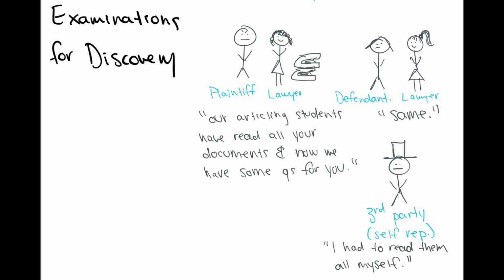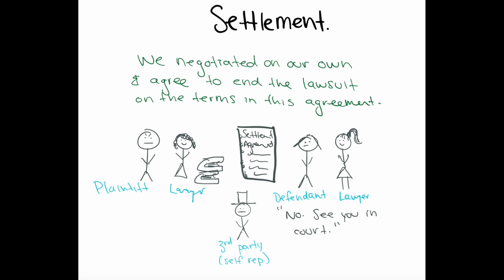Oftentimes, once the examinations for discovery are complete, the parties have a good idea of where they stand and the evidence available, so they can facilitate settlement. And settlement occurs when the parties agree to resolve their dispute outside of court and end the case right there, usually with a contracted settlement agreement outlining what everybody is going to do.